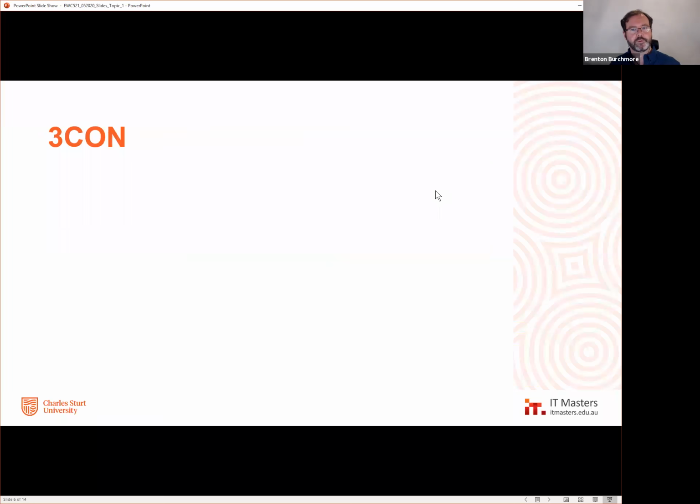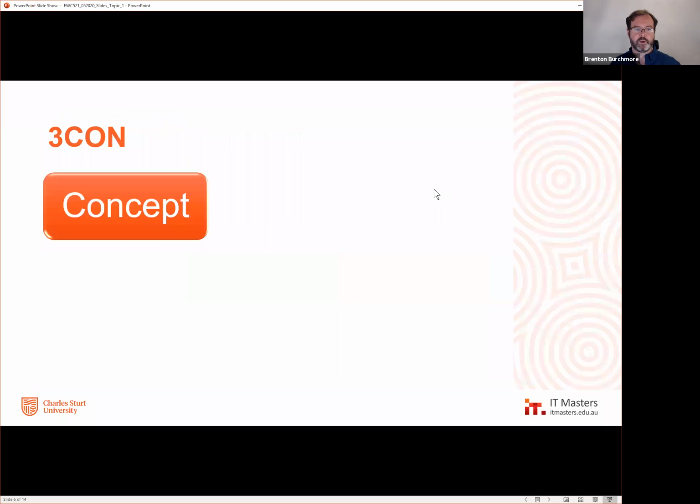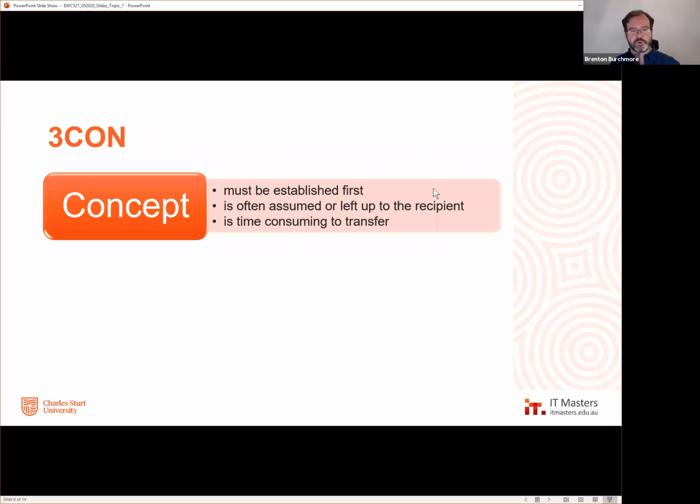So the 3-con model, which is what we talked about with the concept, context, and content. A concept has to be established first. If a person doesn't have the same conceptual understanding of something, they're not going to be able to understand the message or what the communication is about. Now, for all of us in a professional environment, we can assume a colleague that we work with regularly may have enough conceptual understanding, but someone outside of that bubble might not. We might need to check our assumptions about exactly what they understand to be the conceptual rules at work here and how it works.